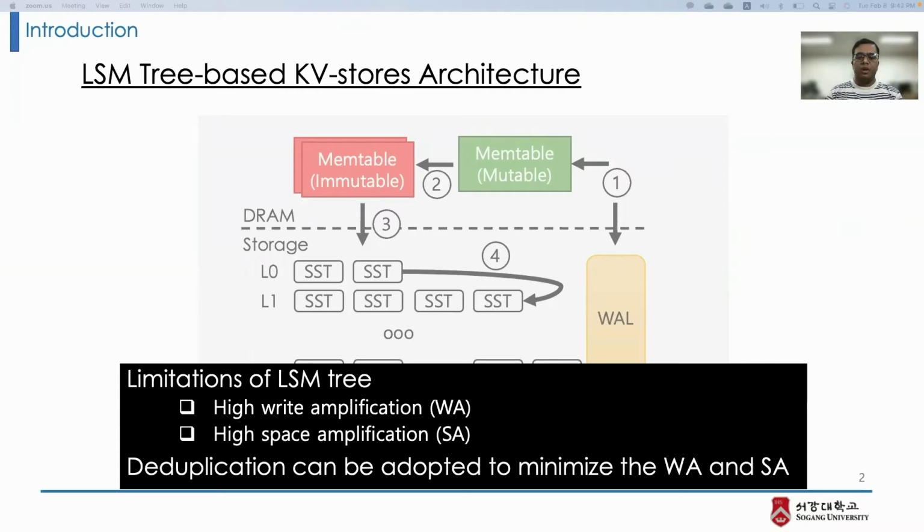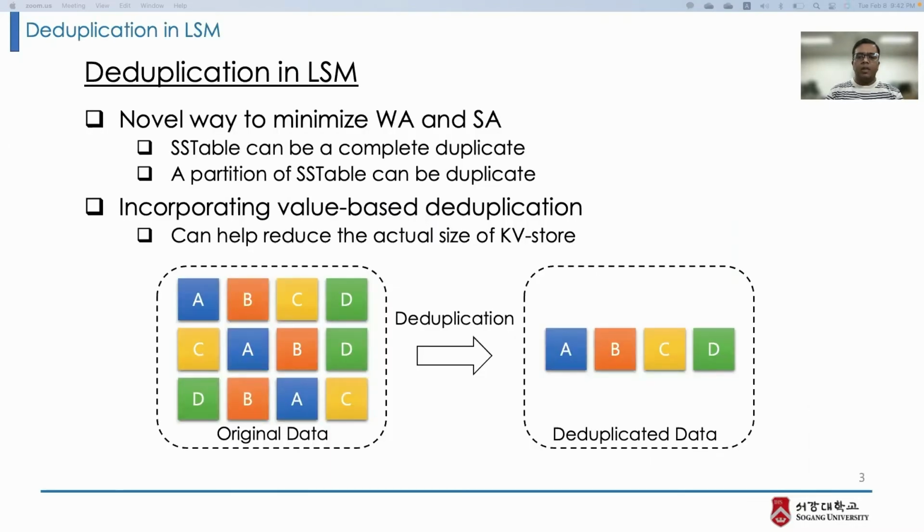To solve these problems, there have been several works, but none of the work has explored data deduplication. Data deduplication can be a novel way to mitigate write and space amplification, as multiple SSTables or a portion of an SSTable can be duplicated. By considering value-based deduplication, the total size of the primary storage can be reduced, and hence write and space amplification.